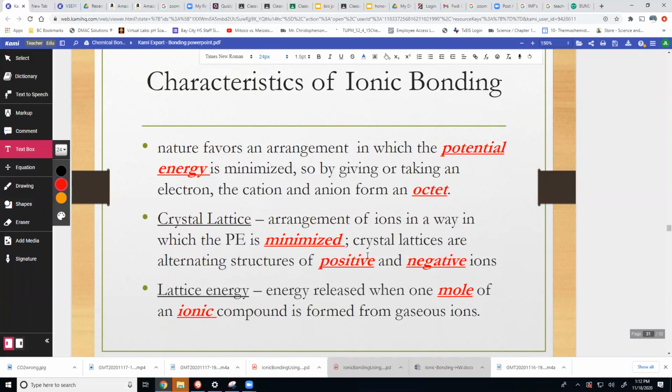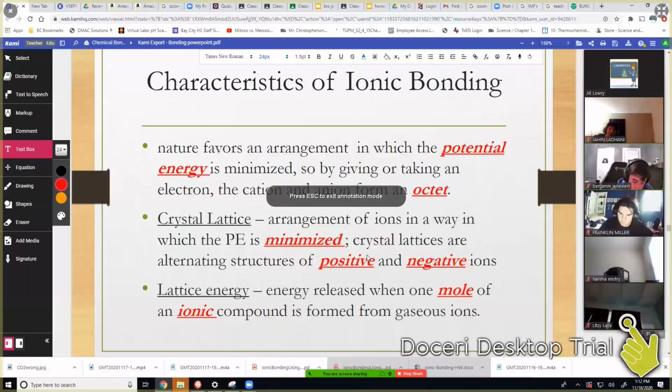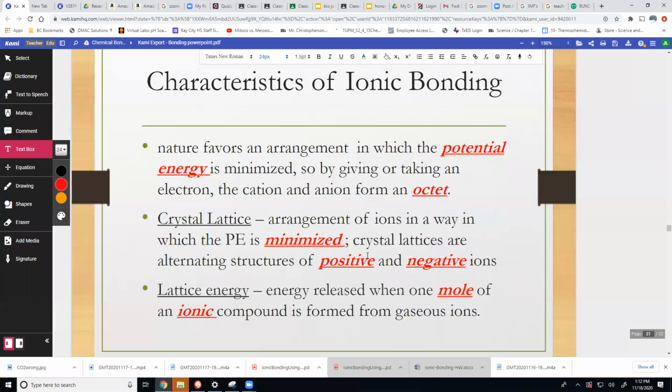Like I said, we will not be using the molecular geometry because the ions don't do that. They form what's called a crystal lattice, which is an arrangement of ions in a way where the potential energy is minimized. Crystal lattices are alternating structures of positive and negative ions. So we know opposites attract. When they line up, I'm going to have my cation, then an anion, then a cation, and an anion, and that would continue to replicate itself in that order. And we end up with what's called a crystal lattice.